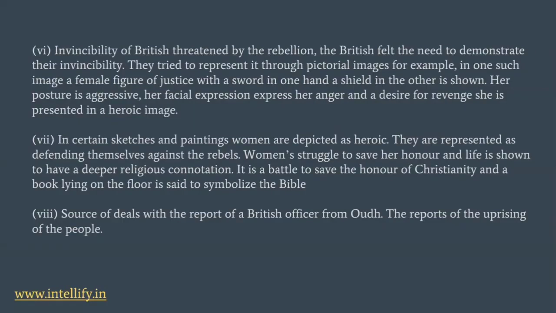At a point of time, British power was suppressed and the rebellion's power was in the upper hand. And at this time, the British felt that there was a need to demonstrate their power. So this was represented through a pictorial image. For example, a female figure of justice was painted with a sword in one hand and a shield in the other hand. Her posture is so aggressive, and her facial expression expresses her anger and desire for revenge against the rebels. So here the female figure is represented as a heroic image.